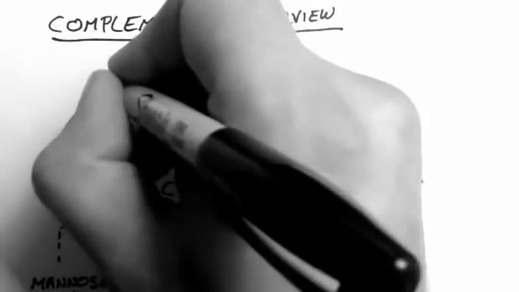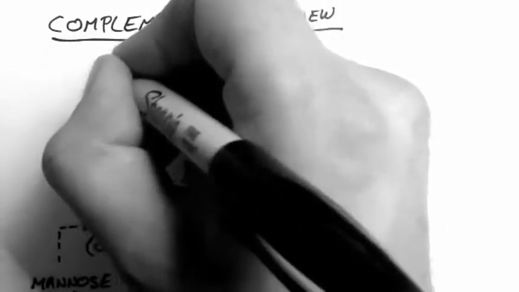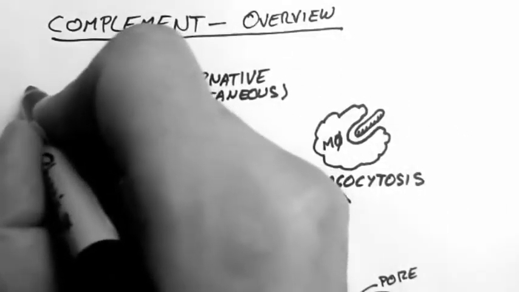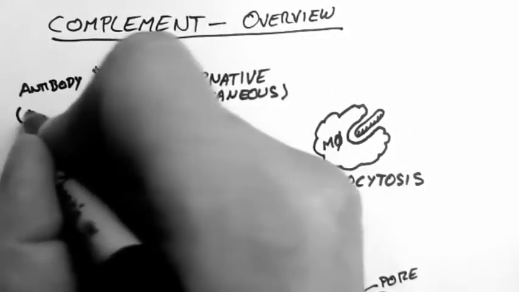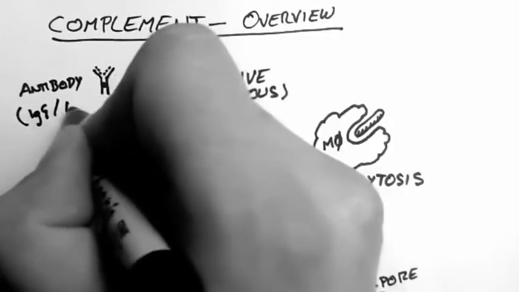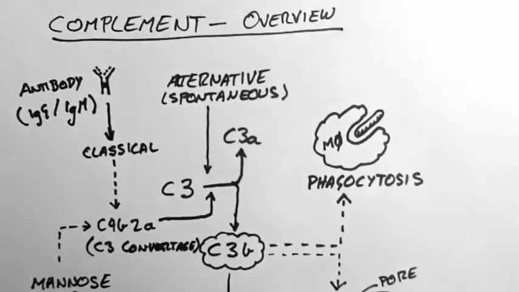Now the classical pathway is activated by the presence of antibodies on the pathogen. Antibodies are molecules created by B cells, and they have to be the antibody type IgG or IgM. And that's an overview of the complement system.